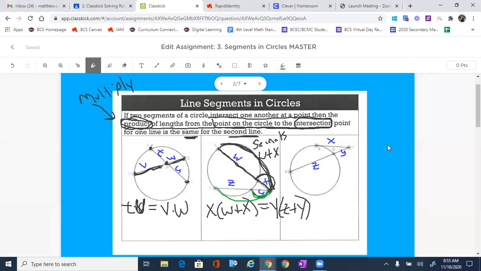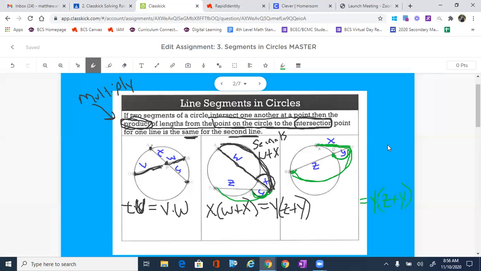And then we've got the last one, which is a little bit more complex, or it looks a little bit funky because you'll notice that there's a tangent there and it only looks like there's actually one thing taking place, and there is. So we do have that nice equation that's very similar. The product of the lengths from the point on the circle to the point of intersection. So once again, we have Y, the short length, times the long length, which again is Z plus Y.